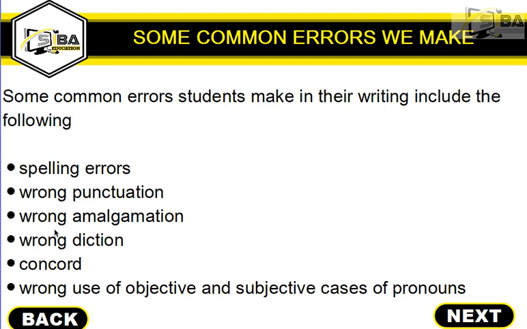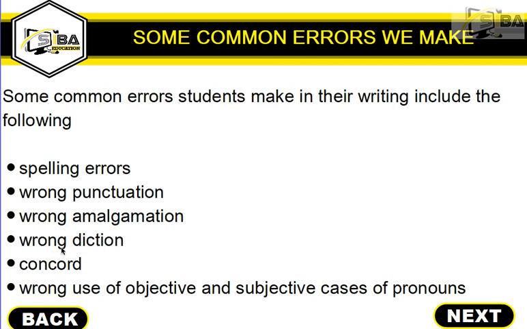Another set of errors that we make is known as wrong amalgamation. Now, some words are written together, whilst other words are written apart. For example, a word like "in fact." Some people write "in fact" as "infact," one word, but that is wrong. "In fact" is two words. You don't join "in" and "fact" to make "infact." Likewise, there are some words which are supposed to be written together, but we write them apart. And that is known as wrong amalgamation.